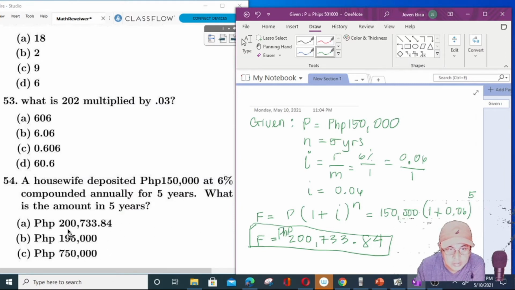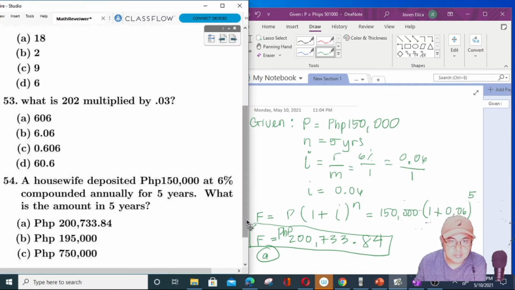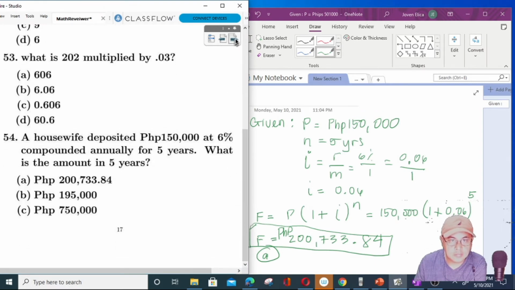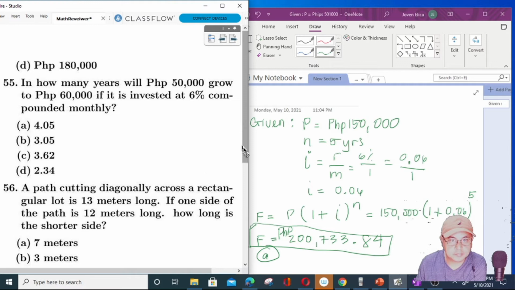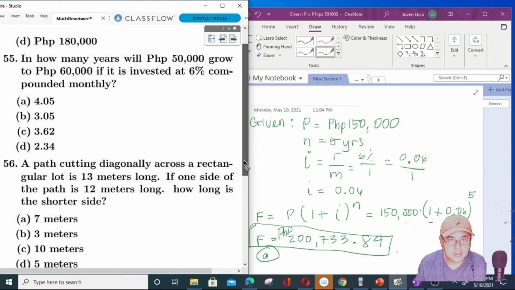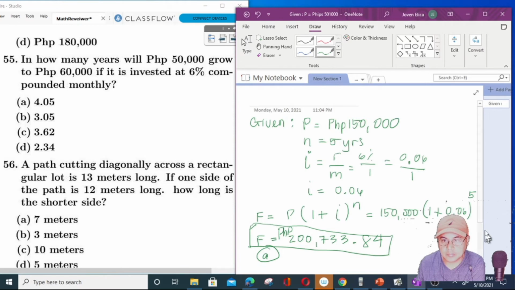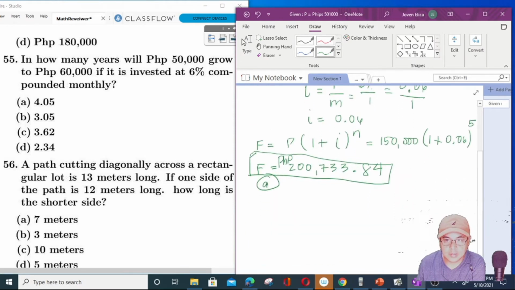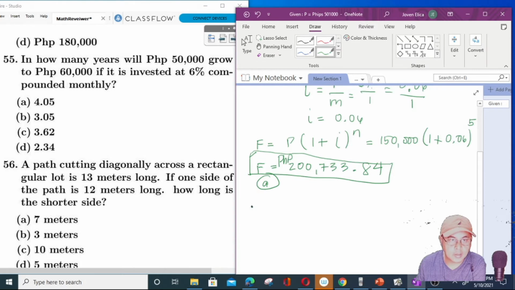Letter A, 200,733.84. Letter A. Okay. Let's proceed. Number 55. Number 55 is the same.